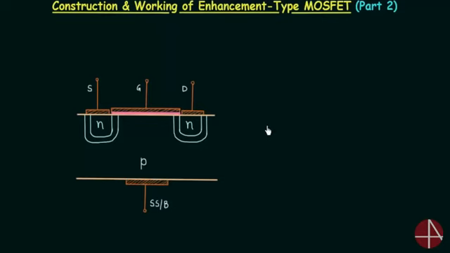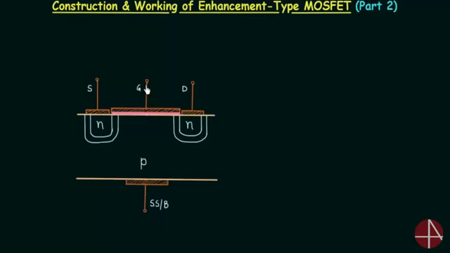You can see an N-channel enhancement type MOSFET on your screen. In case of N-channel enhancement type MOSFET, the body or substrate is of P-type and the 2 wells are of N-type. Metal contacts are there on both the N wells, and out of the 2 terminals, one terminal will act as source and the other terminal will act as drain.